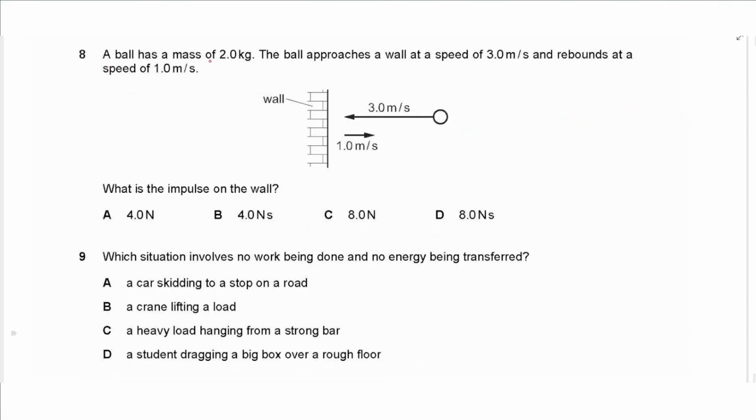Question 8 says a ball has a mass of 2 kilograms. The ball approaches a wall at a speed of 3 meters per second and rebounds at a speed of 1 meter per second. What is the impulse on the wall? So the impulse is equal to the change in momentum. We have the mass 2 multiplied by the change in velocity. So we have the final velocity 1 and the initial velocity is negative 3. We took the direction to the right positive and to the left negative. You are free to choose whatever, but I chose it this way. So we have 2 multiplied by 4. So the answer here is 8 newton seconds. So the answer is C, newton seconds.